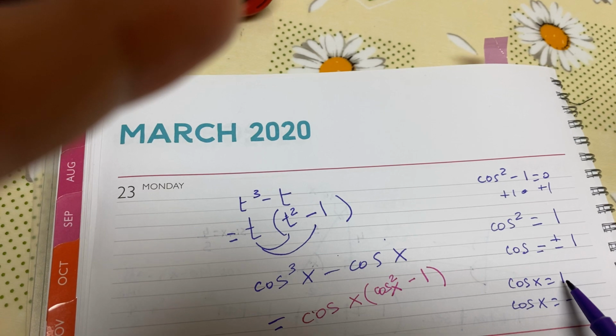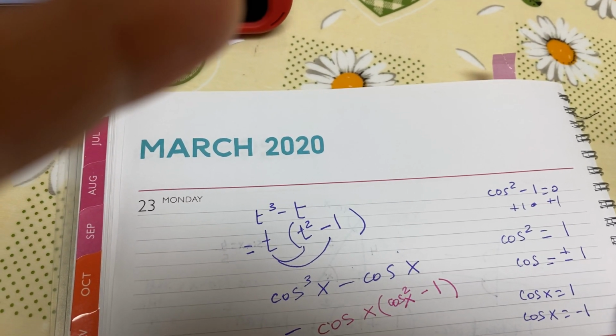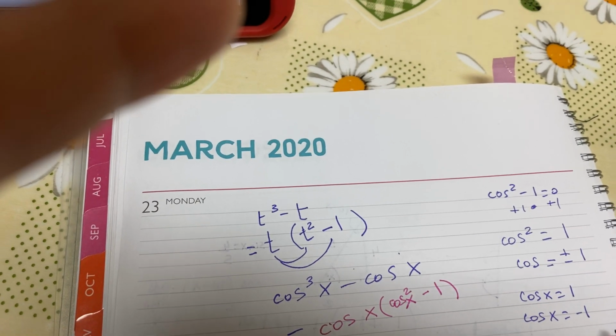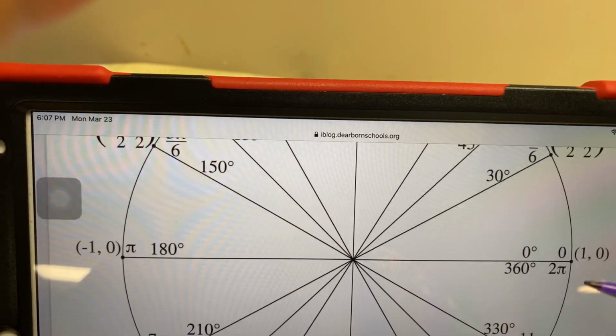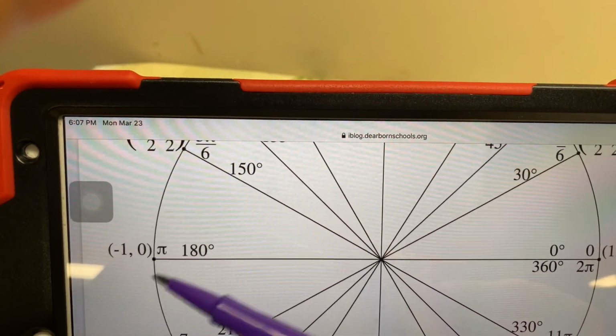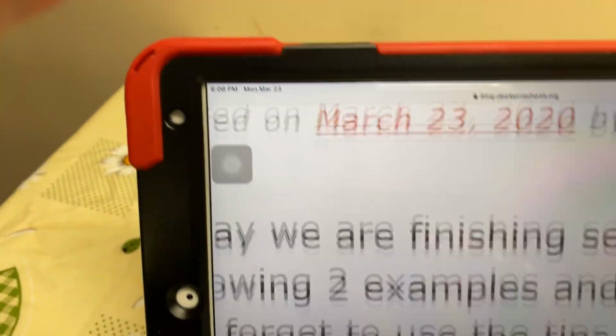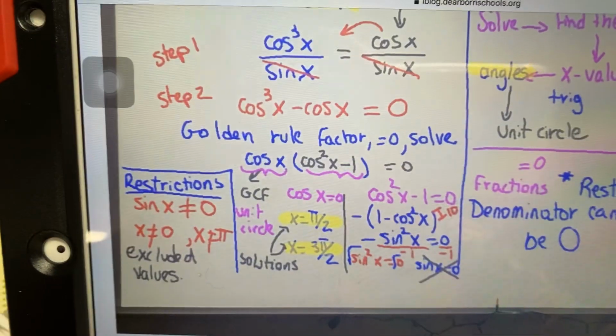And again, cosine is the x value. So where does the cosine equal 1? If we go back right here, cosine is the x value. Where does it equal 1? It equals 1 at 0. And it equals negative 1 at pi. And what do you notice about those two values? If we go back, those two values are excluded values. So that's why we cross this out.